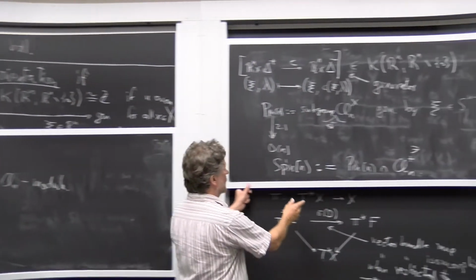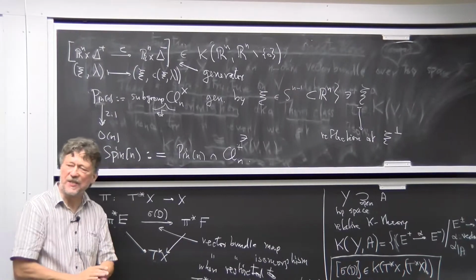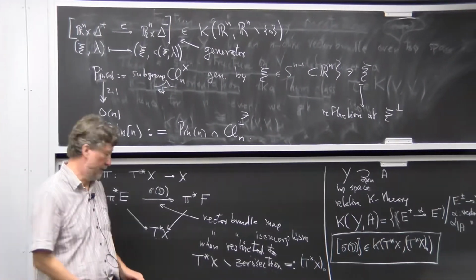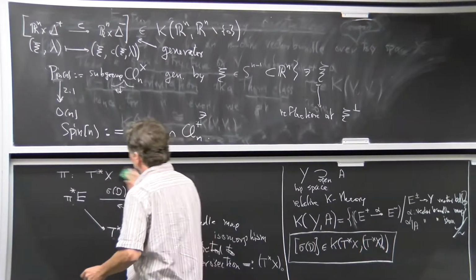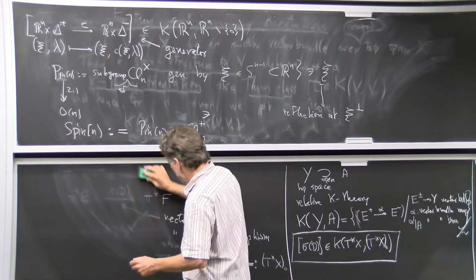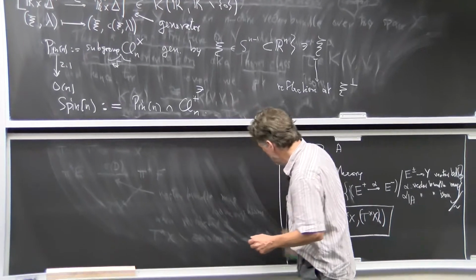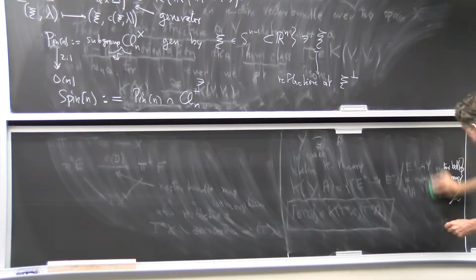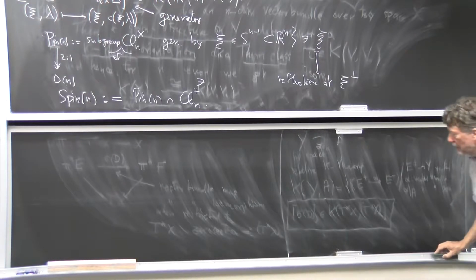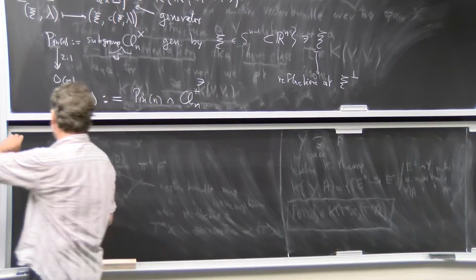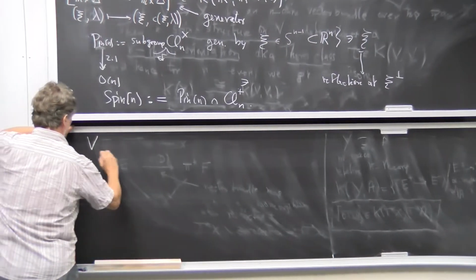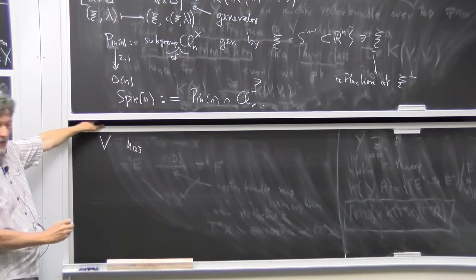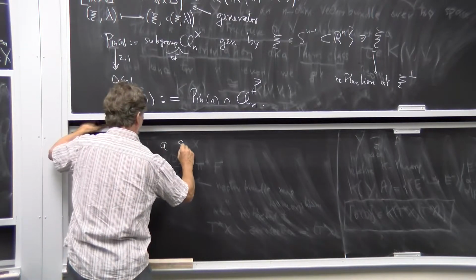Okay. So what does the spin n equivariance of this map buy you? It means that you can do something at the level of vector bundles. Namely, now use the fact that V has a spin structure. That's an assumption that we made in our proposition.